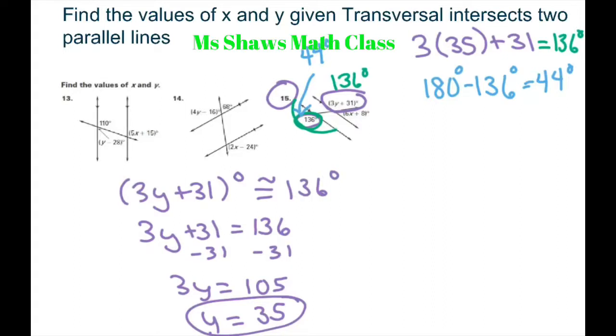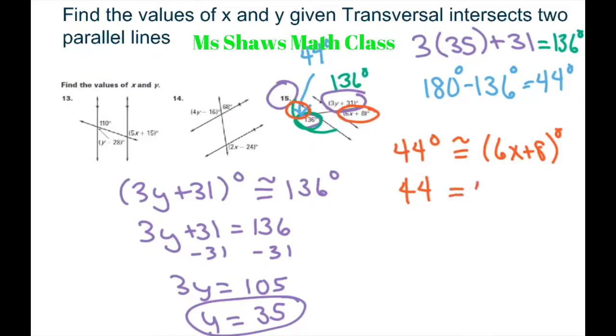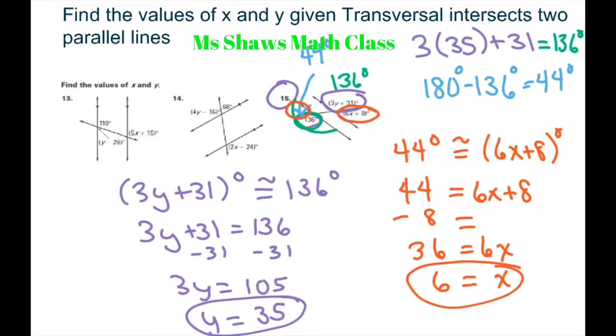Now, we know that my exterior angle theorem states that these two angles are congruent. So we set 44 degrees is congruent to 6x plus 8 degrees. So solving for x, we get 44 equals 6x plus 8. You subtract 8 from both sides, and you get 44 minus 8 equals 36. So x, dividing both sides by 6, or multiplying both sides by 1/6, you get x equals 6. And those are your two answers.